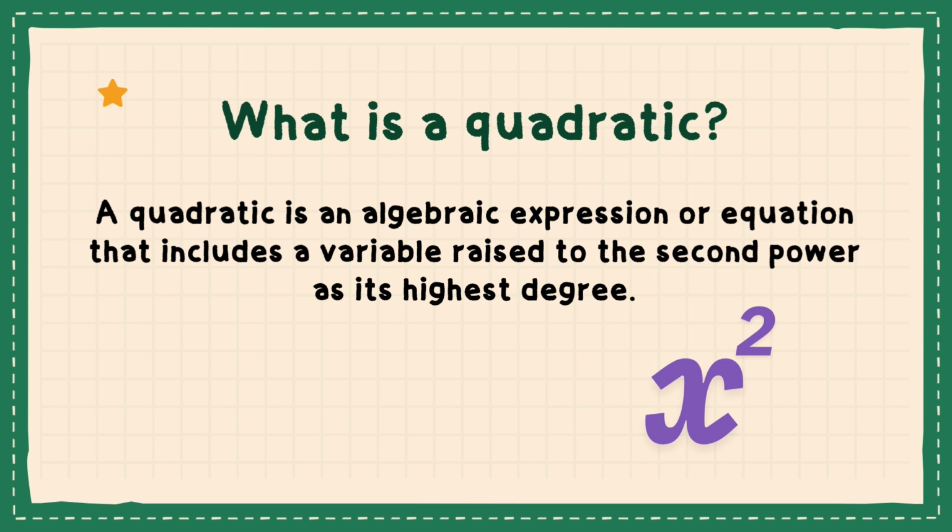So, what is a quadratic? A quadratic is an algebraic expression or equation that includes a variable raised to the second power as its highest degree. Now, whenever you see x squared, you know you're dealing with a quadratic, once that is the highest degree in the expression or the equation.